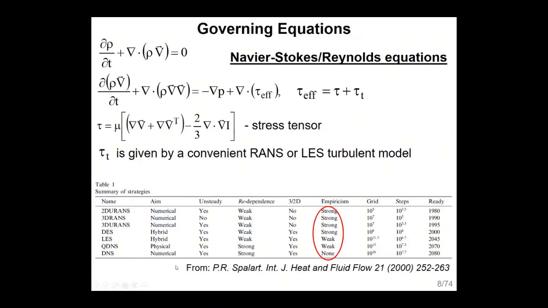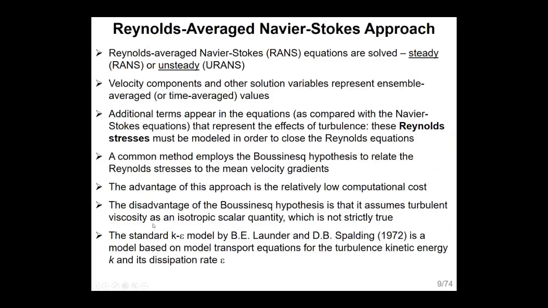And here is just a table from a well-known paper from Philippe Spalart, a well-known specialist in turbulence modeling, who describes various approaches for turbulence modeling. And in fact, till now, we still use the Reynolds-averaged Navier-Stokes approach, when we solve the Reynolds equation and use some approach to model turbulence, be it steady or unsteady Reynolds-averaged Navier-Stokes equation solution.